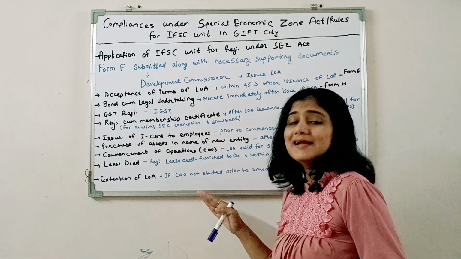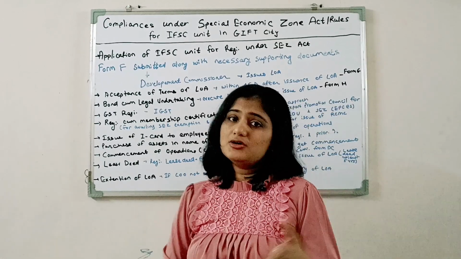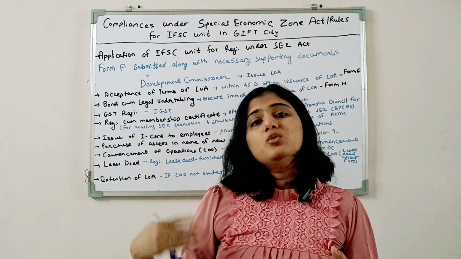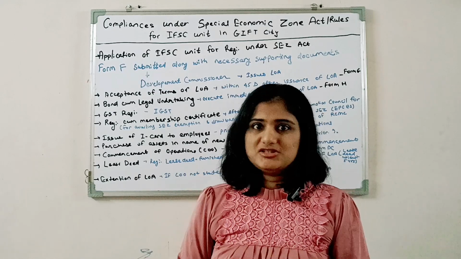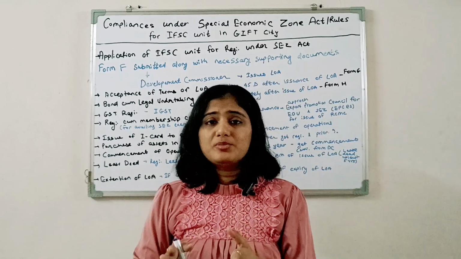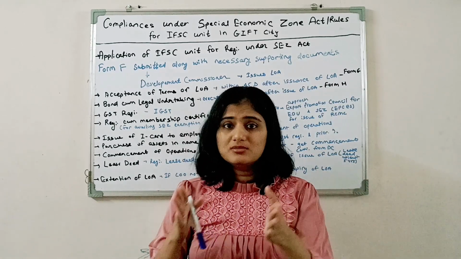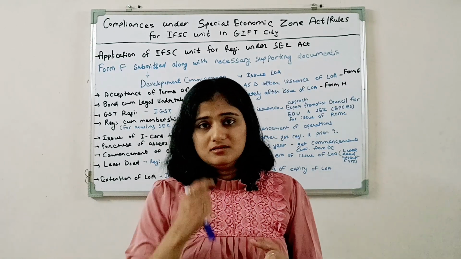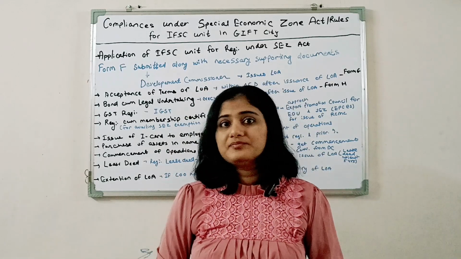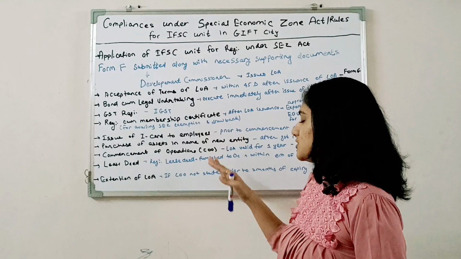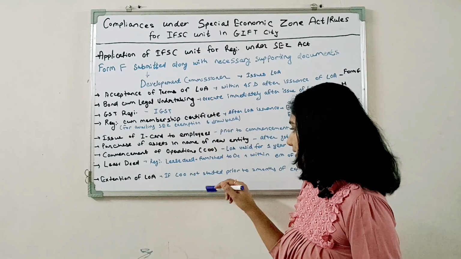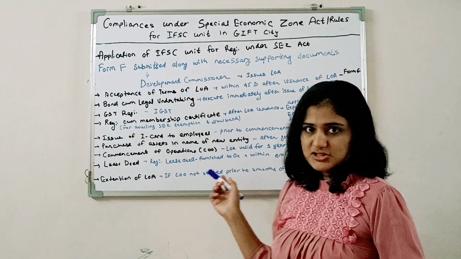So in case you don't get an extension and you don't commence the operation, then the validity will expire and you will have to do the re-registration process again. So it is very important that the unit commences its operation within a period of 1 year from the issue date of the LOA, that is the LOA validity period. Okay, so this was about the compliances starting from registration and immediately post registration.